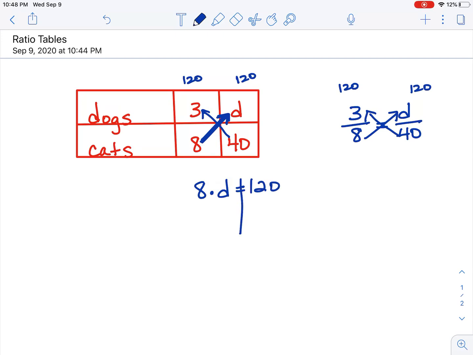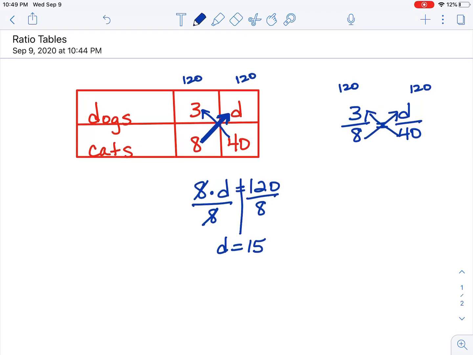8 times D has to equal 120. To solve for D, I have to get rid of that 8. To get rid of that 8, I do the opposite. The opposite of multiplying by 8 is to divide by 8. These cancel out, leaving me with D, which stands for dogs, by itself. And whatever I do to the left side, I've got to do to the right. So I say 120 divided by 8, which is 15.